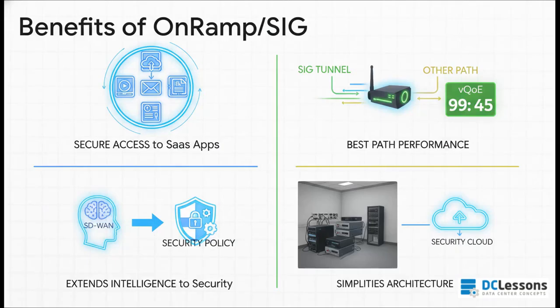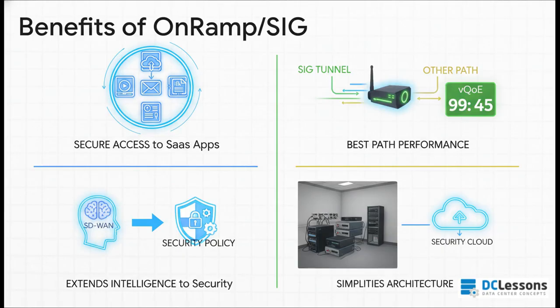And let me tell you, the benefits of doing it this way are huge. First off, you get bulletproof secure access for all of your SaaS apps, but you don't have to take that performance hit that usually comes with backhauling traffic. The same brain that was picking the best ISP is now picking the best secure tunnel. And this just makes your life at the branch so much simpler.